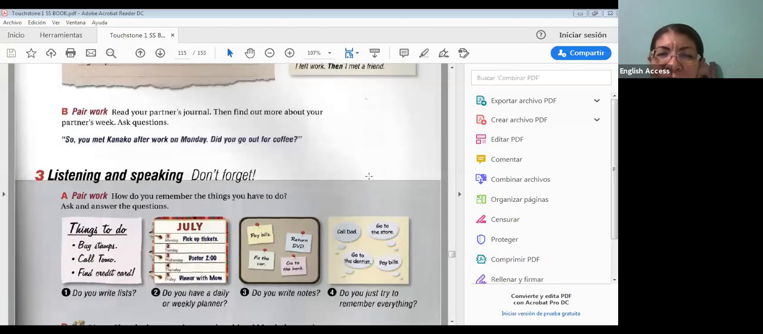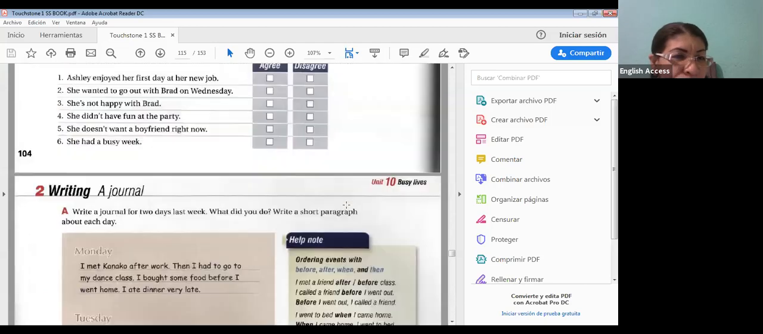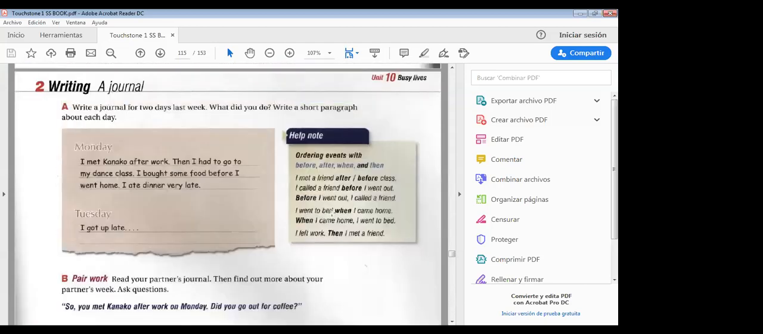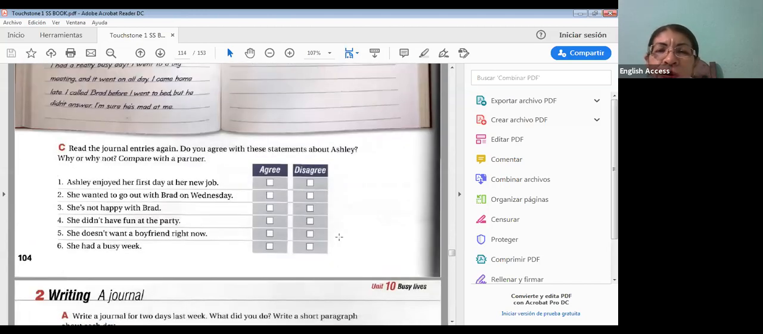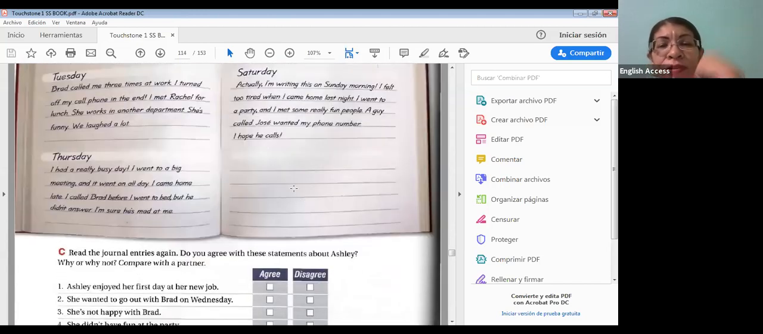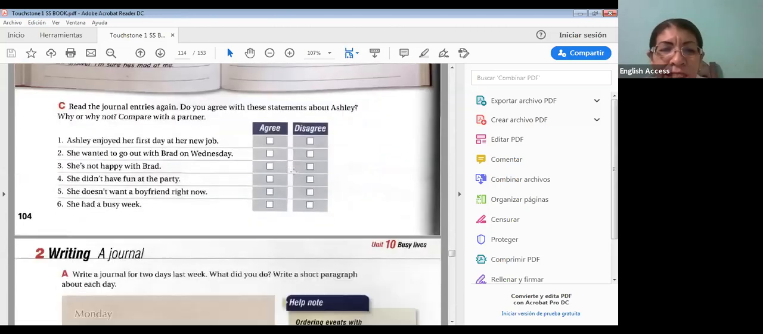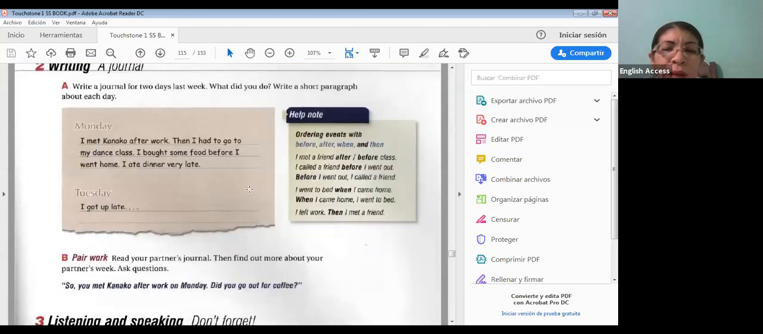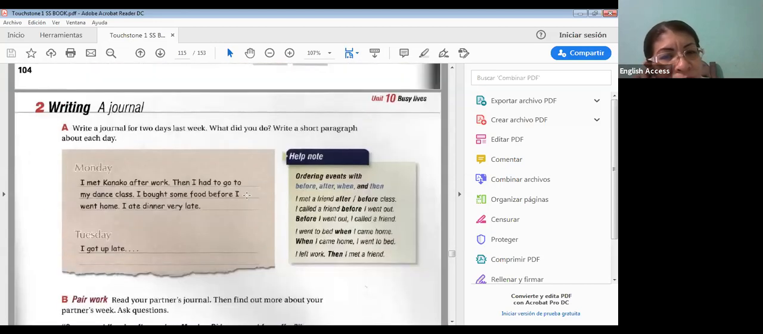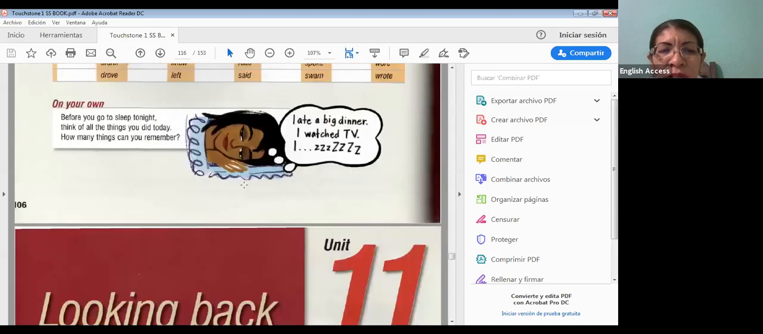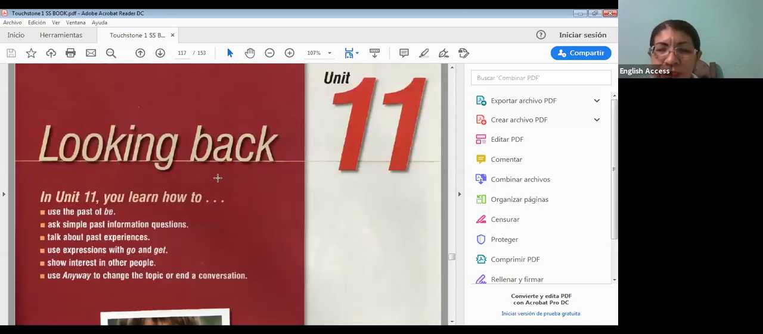Okay, Luis, with this activity, we're finishing with lesson D. In lesson D, we had a reading, and in this reading we practiced one more time the simple past. We also did some writing activities. You wrote the last part of this journal about what you did last week, and we finished with a listening activity. So tomorrow we are going to start with unit 11. In unit 11, we're going to continue using simple past.